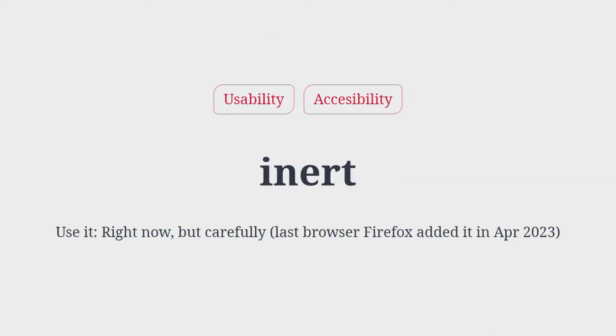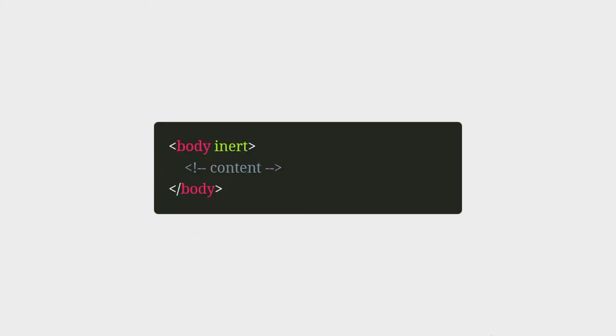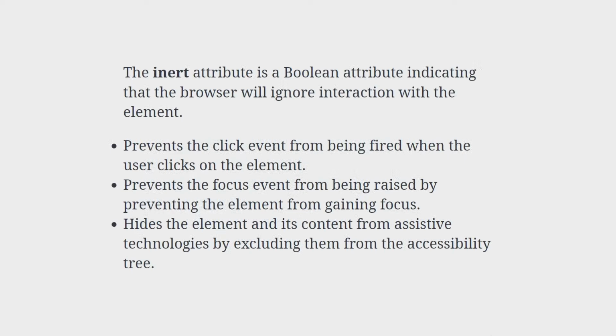We have a new HTML attribute, inert, which is supported in all browsers since Firefox added this in April. And it's an easy attribute. You just slam it on an HTML element, and then that element is inert. What does it mean? If an element is inert, this element and all its children will be ignored for interactions by the browser. That means if somebody clicks on it, there's no click event fired, someone can't get focus, and it will be excluded from assistive technologies.